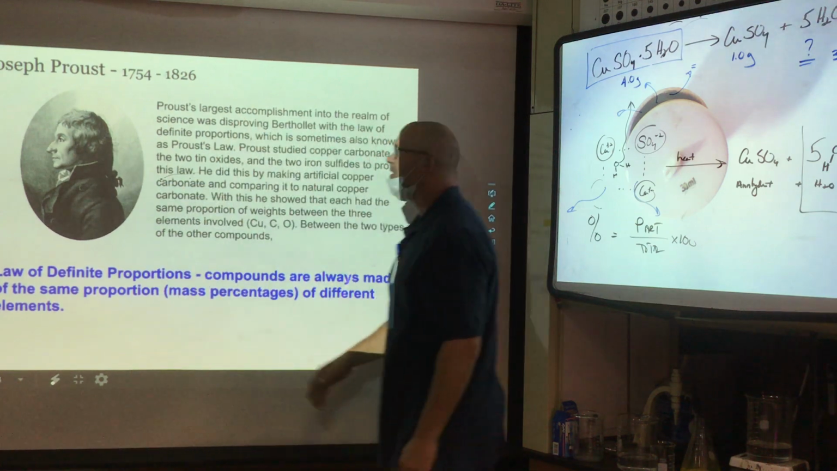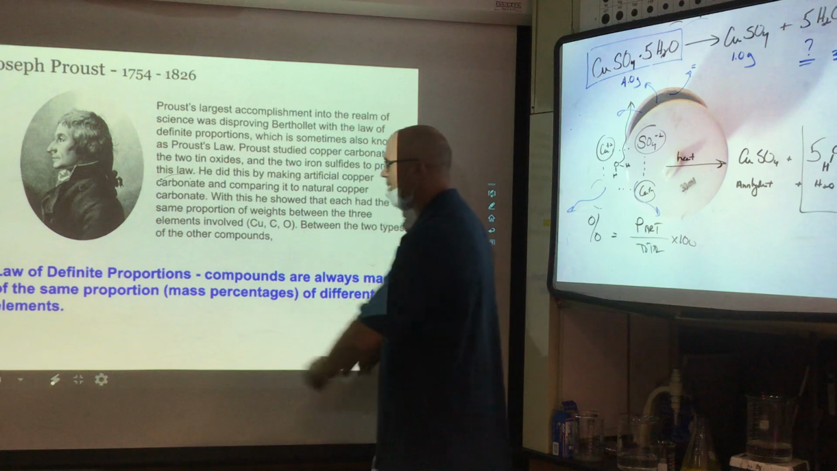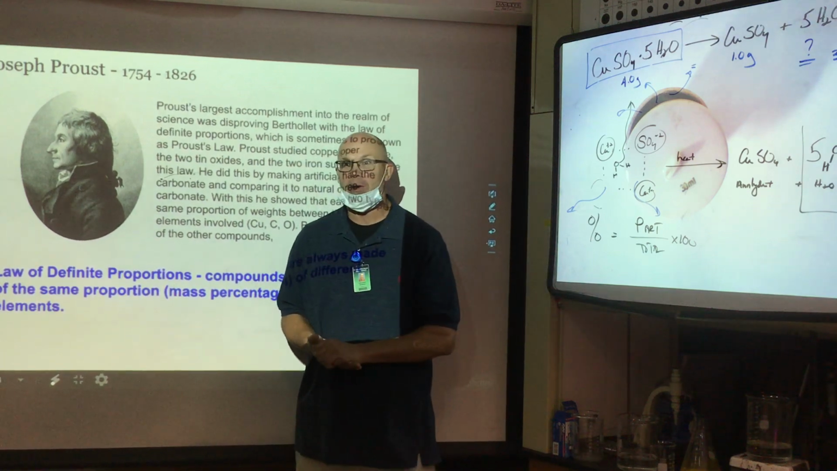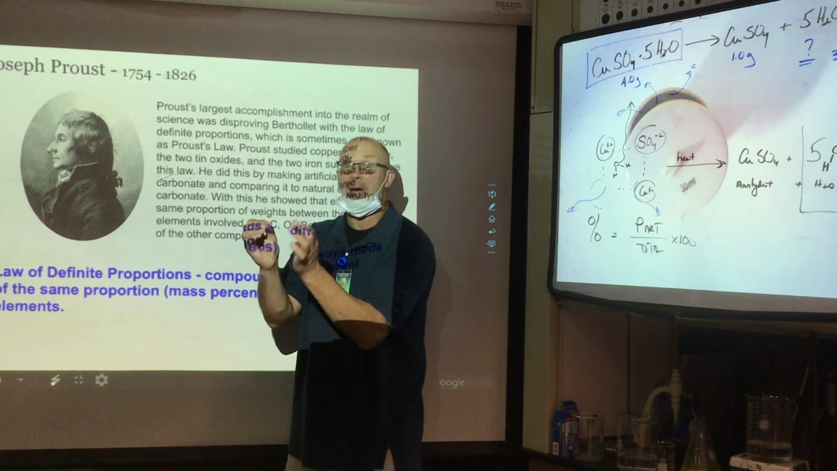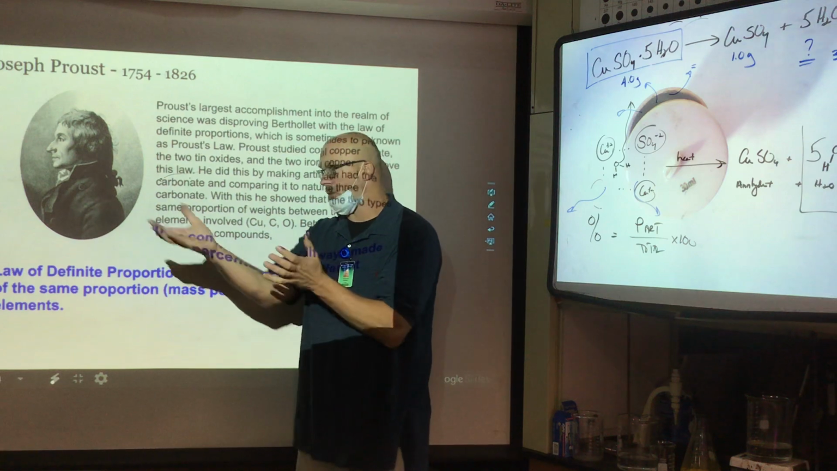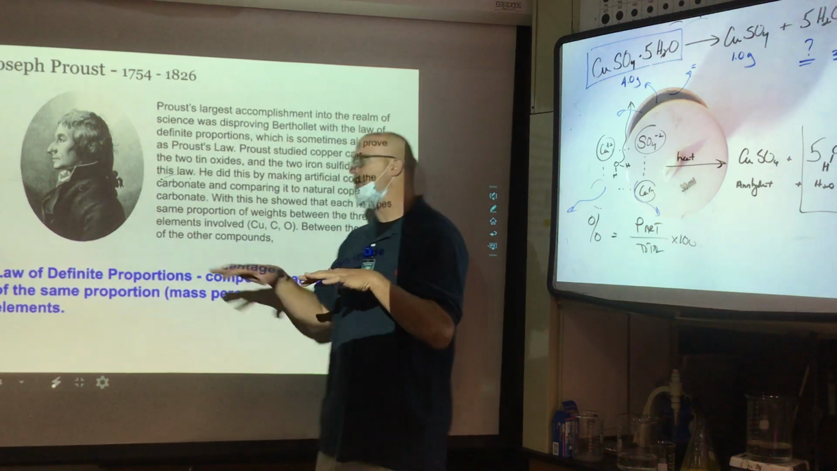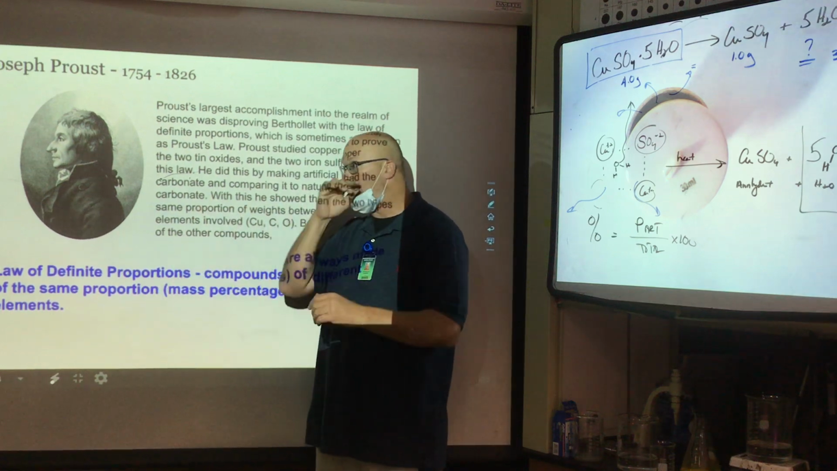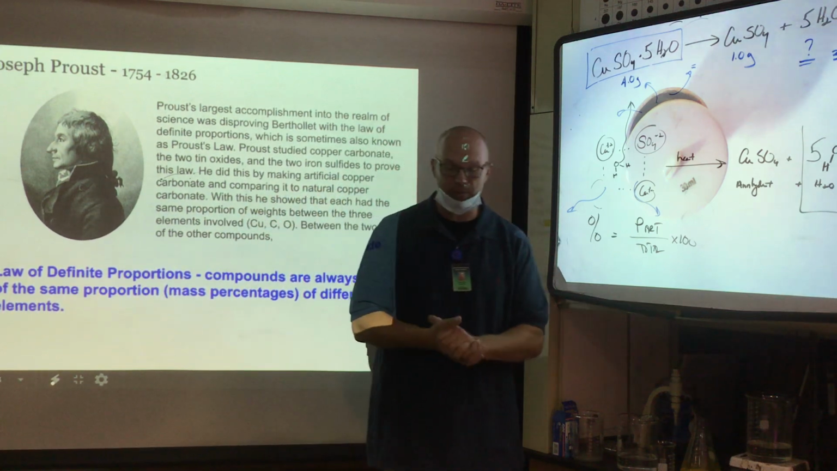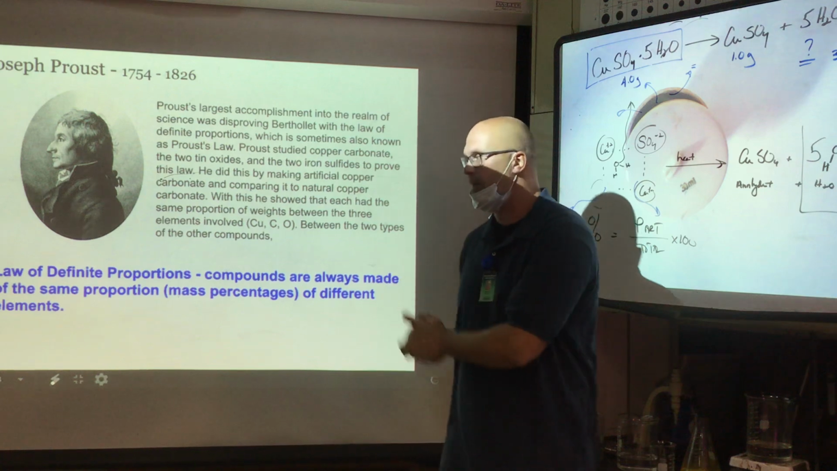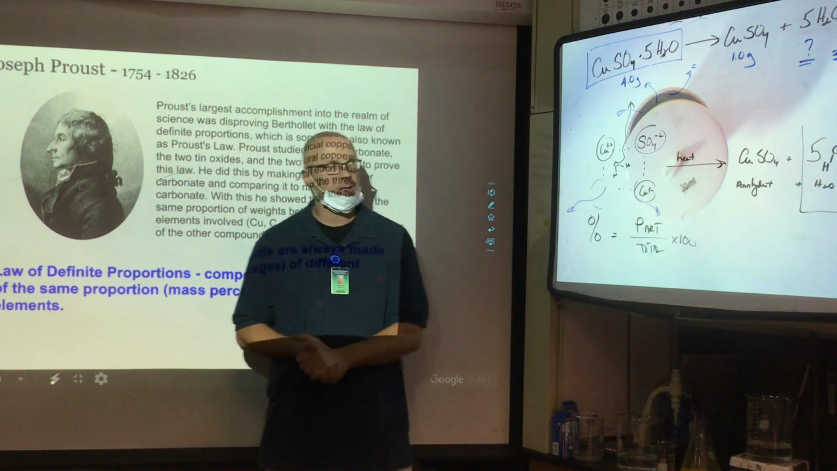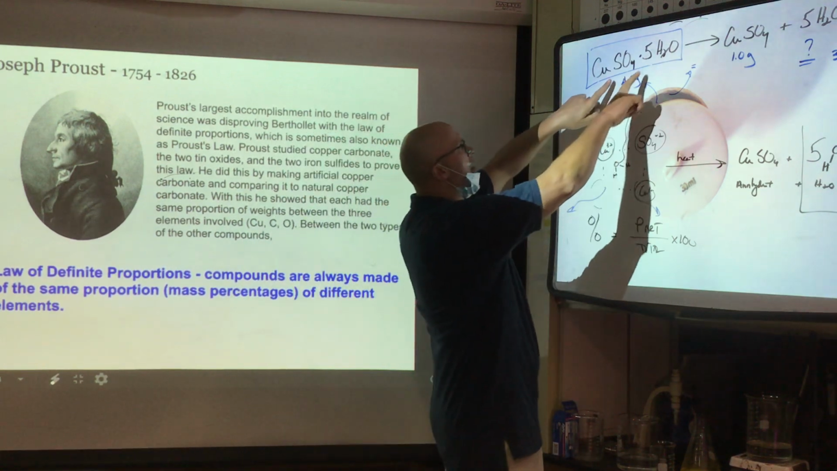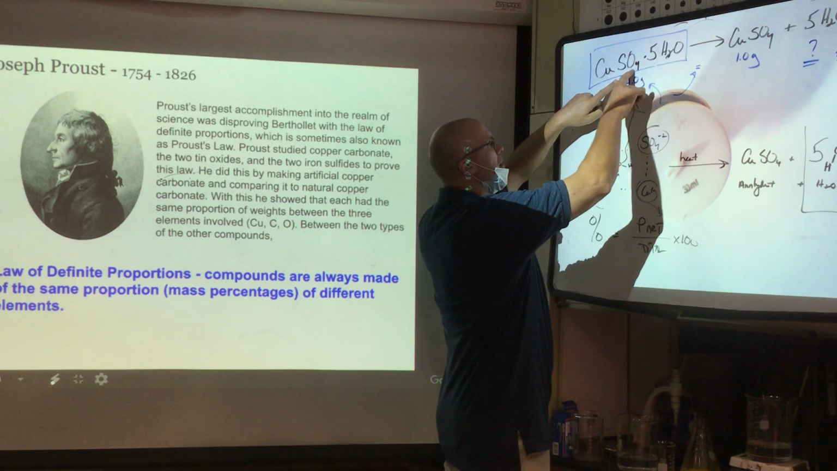All right, in any case, Joseph Proust, we love him. He gave us the law of definite proportions. Why? Well, he found that when he found the percent by masses of compounds like water and a hydrate, they were always constant. You guys are working from the same compound. You should all get the same percent by mass of water today experimentally. Why? Because compounds have the same number of particles in them.